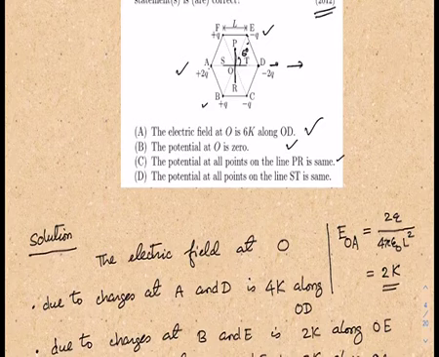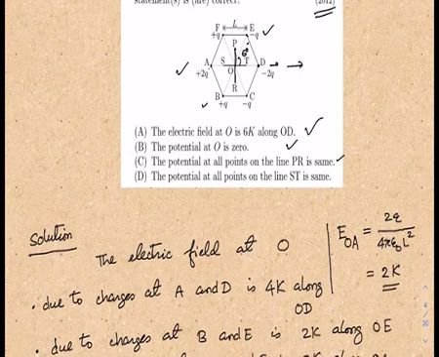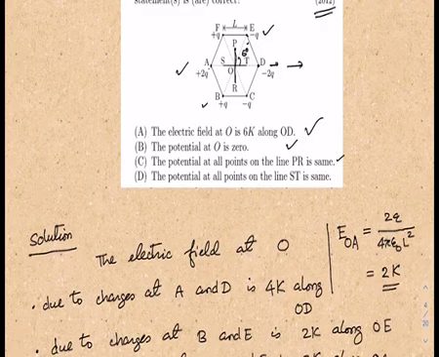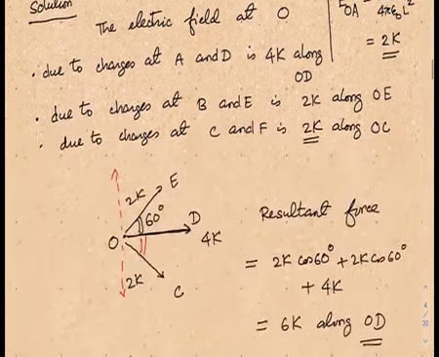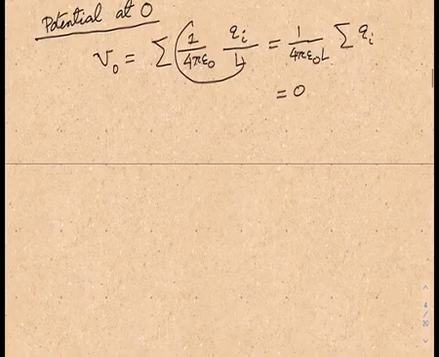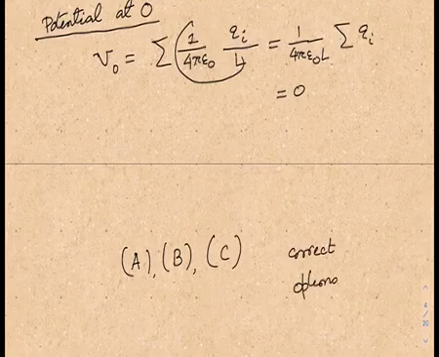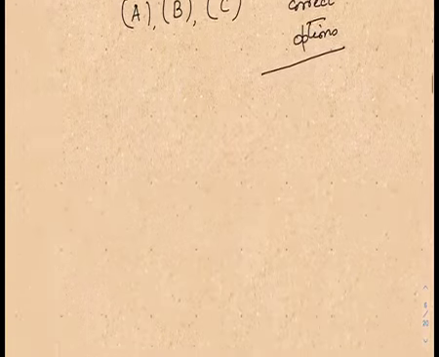Now what about the fourth option, line ST? Now ST is along the axial line of the dipoles, so obviously the potential at each point cannot be the same. So this option is ruled out. So you are left with options A, B and C as the correct options in this particular problem.